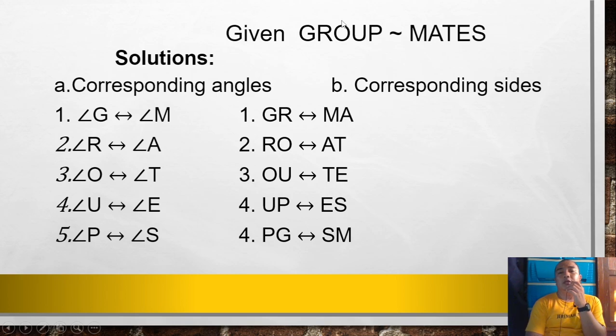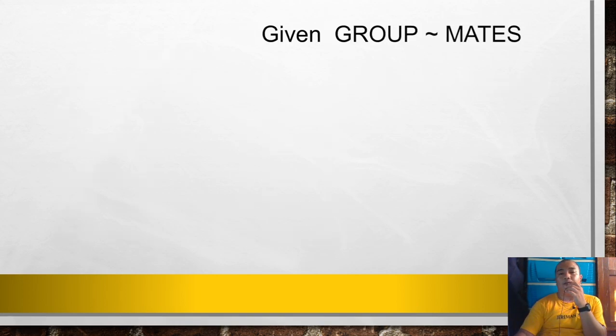For the corresponding sides, GR corresponds to MA. RO corresponds to AT. OU corresponds to TE. UP corresponds to ES. PG corresponds to SM.